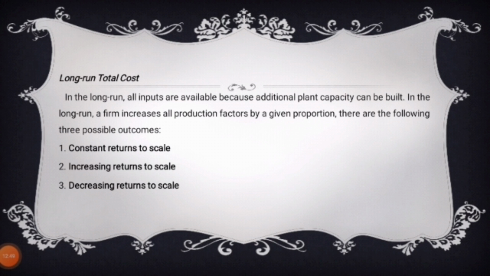First, constant returns to scale: output increases in the same proportion. Second, increasing returns to scale: output increases by a greater proportion. Third is decreasing returns to scale, which means output increases by a smaller proportion.